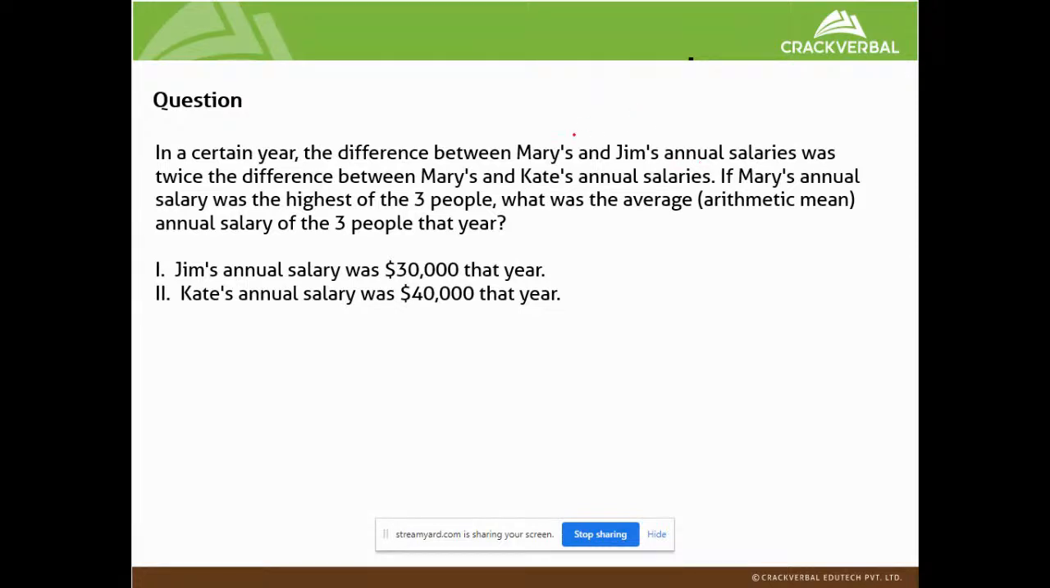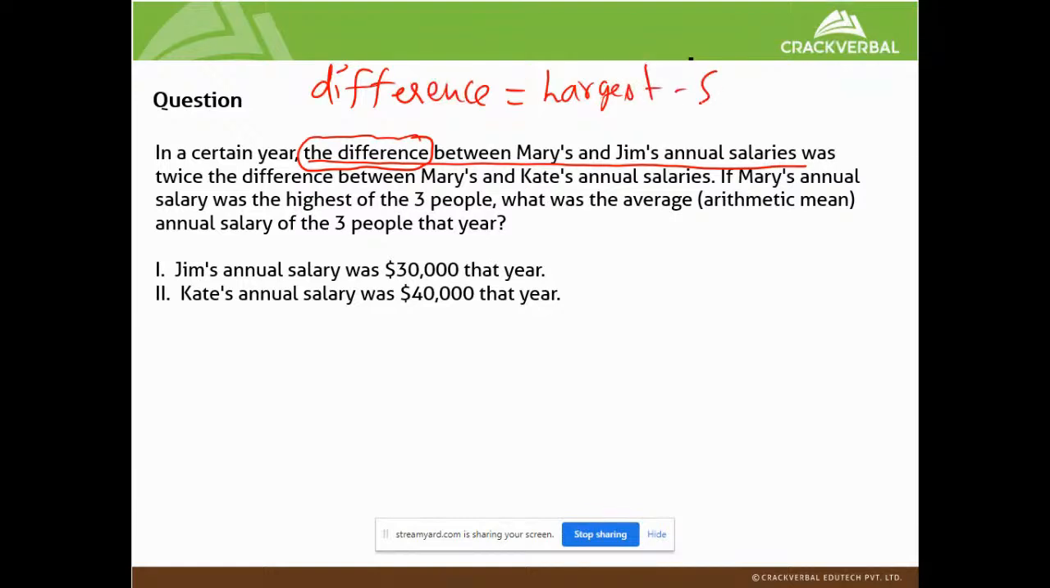So think about this. The question says the difference between Mary's and Jim's annual salaries. Point to note the term difference. Okay, the term difference, remember, always is the largest minus the smallest. Bear this in mind. So just because I say difference between Mary's and Jim's, it does not mean M minus J all the time. It can mean J minus M as well, right? I hope all of you are clear with this.